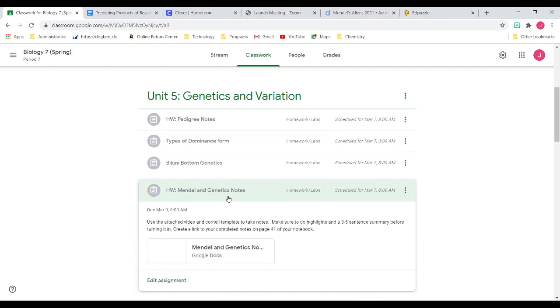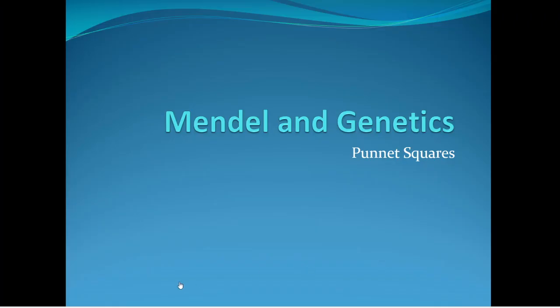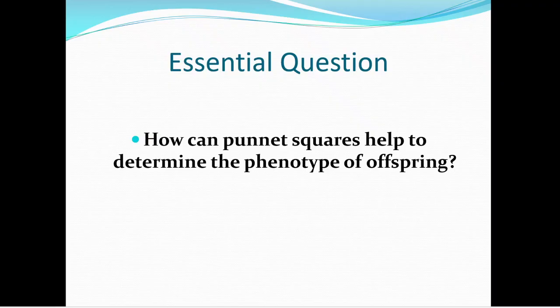All right, so Mendel and Genetics notes. Your Cornell template is here, under Unit 5. So let's go ahead and get started. Mendel is who we call the father of genetics. You'll learn a little bit about his experiments here, and then we'll go into how to use what he discovered. Our essential question is, how can Punnett squares help to determine the phenotype of offspring?